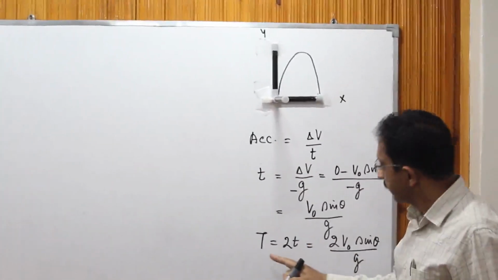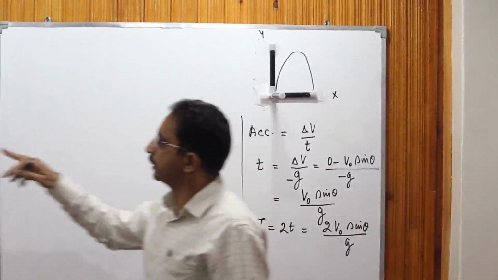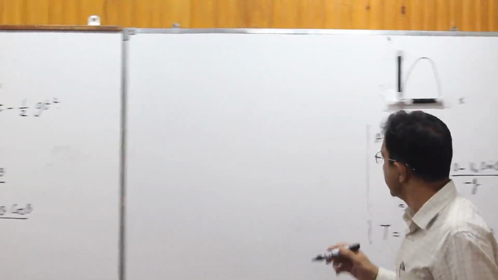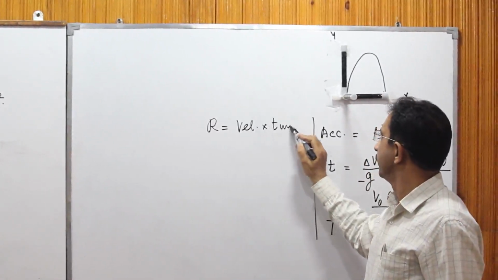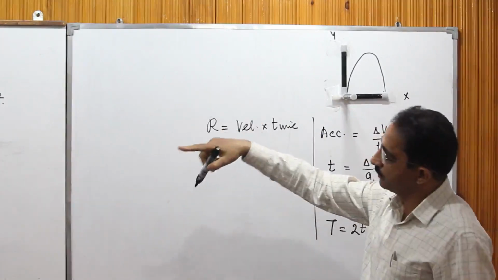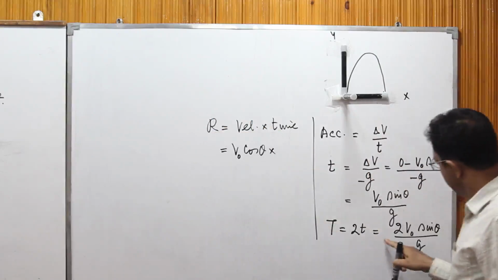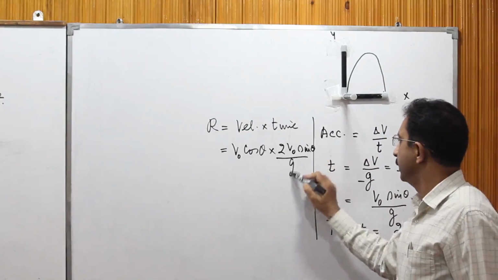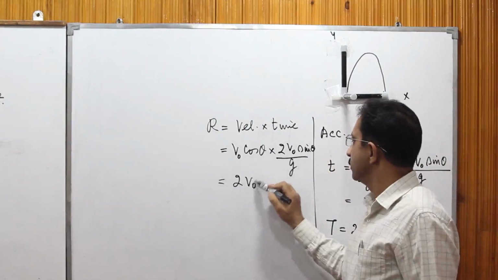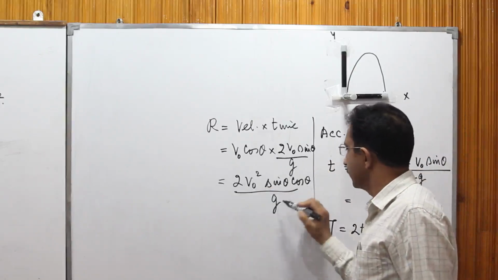Now, if I say that range R, capital R, is the horizontal distance covered by this projectile during the time of flight, very simple. So I can calculate range. Range के लिए I use the formula that it is velocity multiplied by time. Which velocity? Velocity along the horizontal direction, that is v0 cos theta multiplied by time. Which time? This time. So that is twice v0 sin theta divided by g. So your answer comes to be twice v0 square sin theta cos theta divided by g. Here is the range.